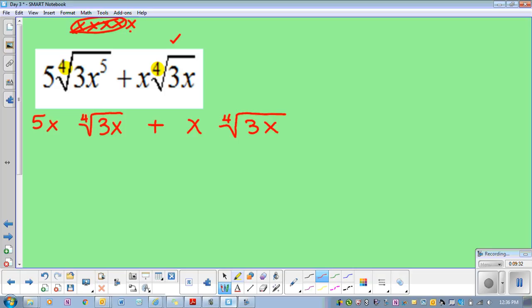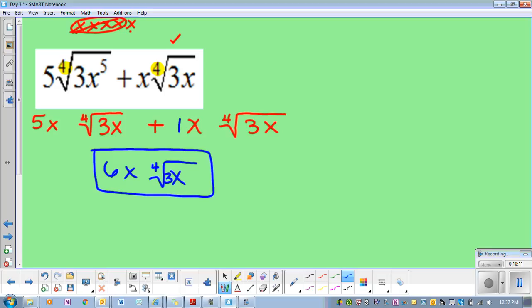So now it's the same. So now we can add the outside. If I have 5x plus 1x, what is that? 6x. And then don't forget to bring the common root, the 4th root of 3x. There you go. Are we okay with this?